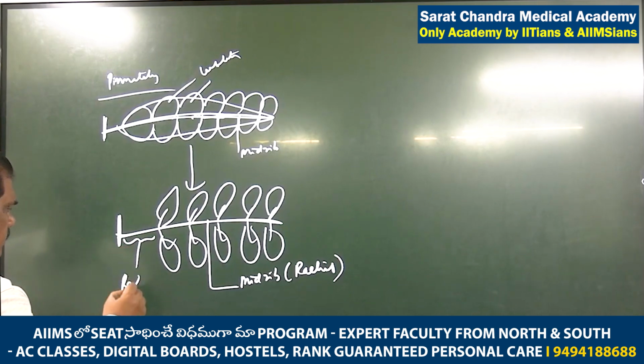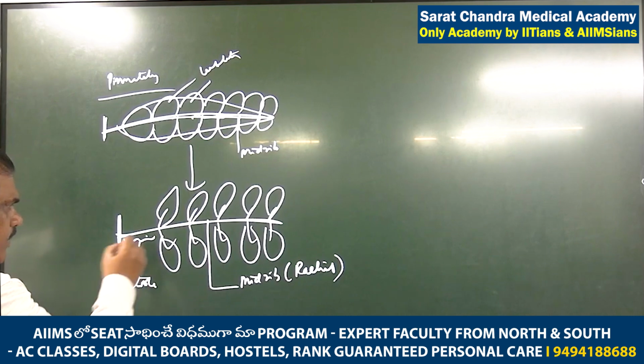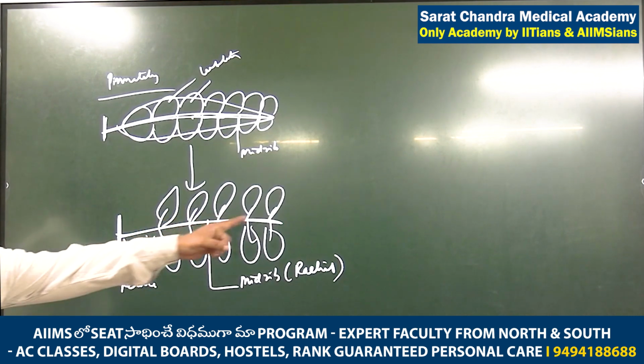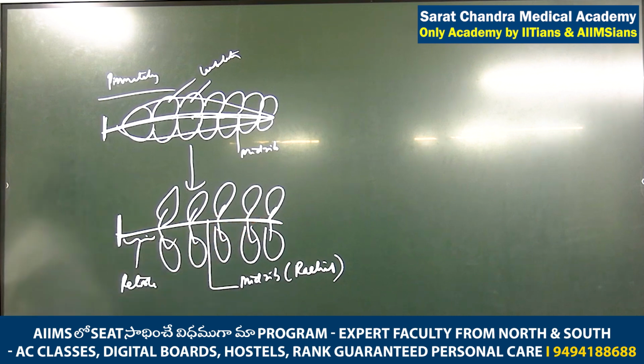So what is this? This is the petiole. This is not the midrib. This is the petiole. From this to here, it is called the midrib. That is called the rachis.